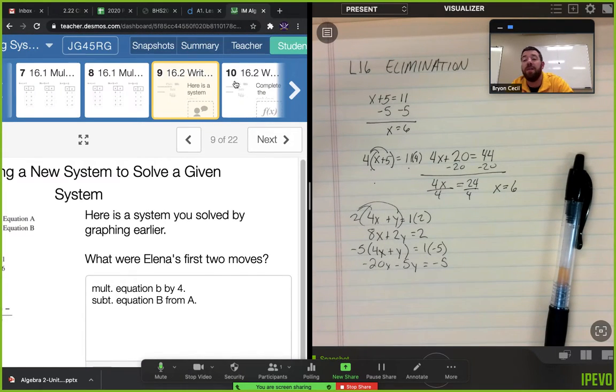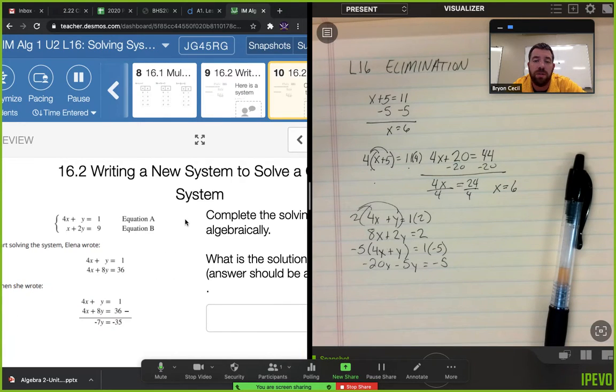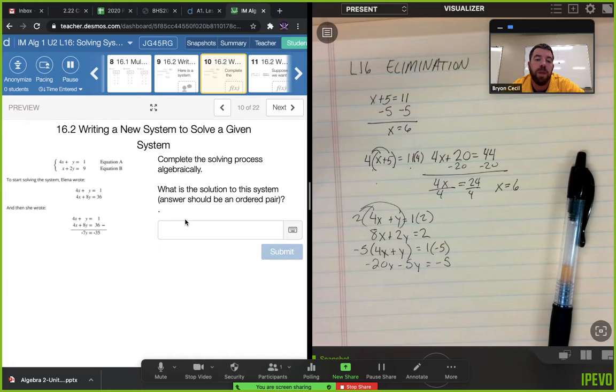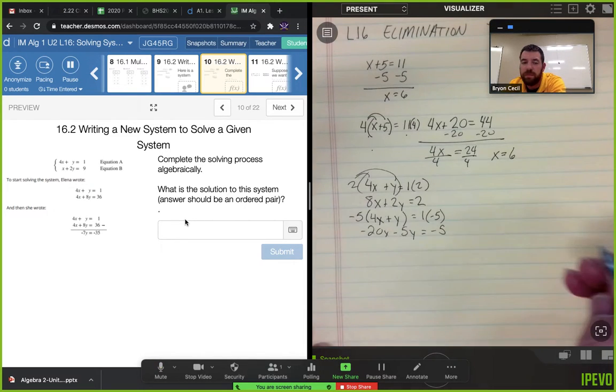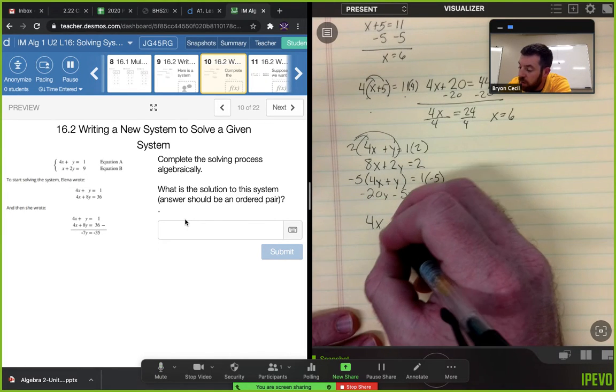Okay. Again, hey, if I'm going too fast, pause, rewind, go back. If you are struggling, if I'm talking too fast for you, just pause it, collect your thoughts, move forward, or you can rewind. Okay, so complete the solving process algebraically. What's the solution? So guys, I'm going to start back. Let's go back to the very original right here.